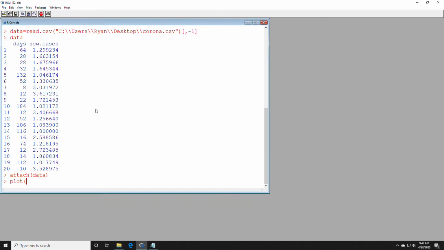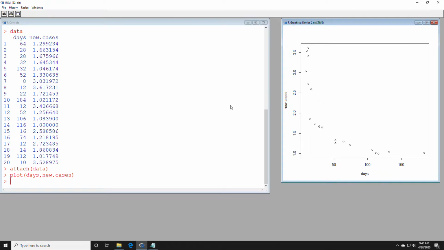Okay. And so first thing I might want is a scatter plot of x. Yep, x is going to be days, and new cases is going to be y. Okay, so what we have here is basically days out since the start of the virus. And y here is some sort of a measure of the number of new cases that we're seeing, to some scale. Okay, so we can see as the number of days go out, we start seeing fewer and fewer new cases.